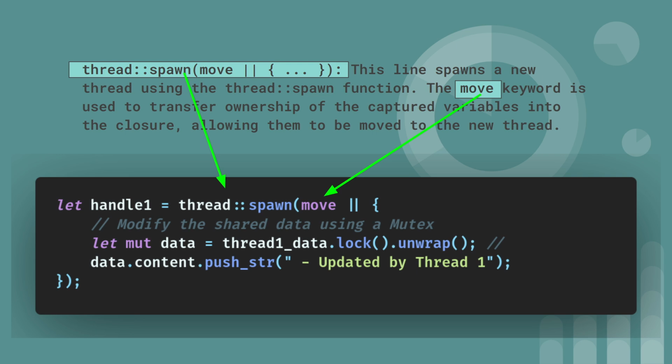Okay, so what we want to do is create some threads. You're probably familiar with creating threads if you've done any thread tutorials. This first line spawns a new thread using the thread spawn function. The move keyword is used to transfer ownership of the captured variables into the closure, allowing them to be moved to the new thread. Without that, you would have problems and you would get an error. You need to move.